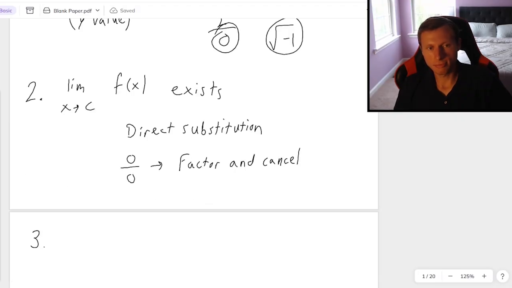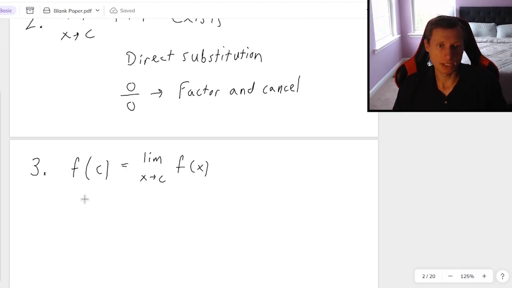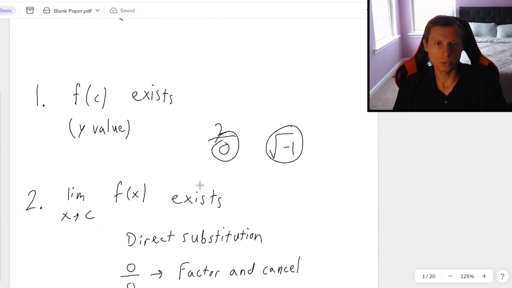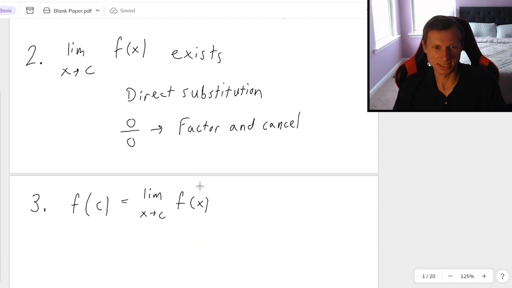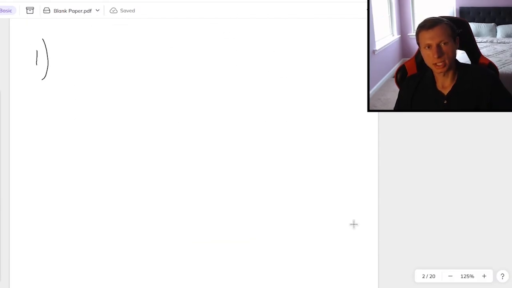And the third and final thing, in order to prove continuity: our value, f of c, the y value, has to equal the limit as x approaches c. Now most of the time this will happen, and I'll show you an example today where this check fails. But these are the 3 things we need to pass in order to prove continuity at a point. So let's look at a couple examples together.